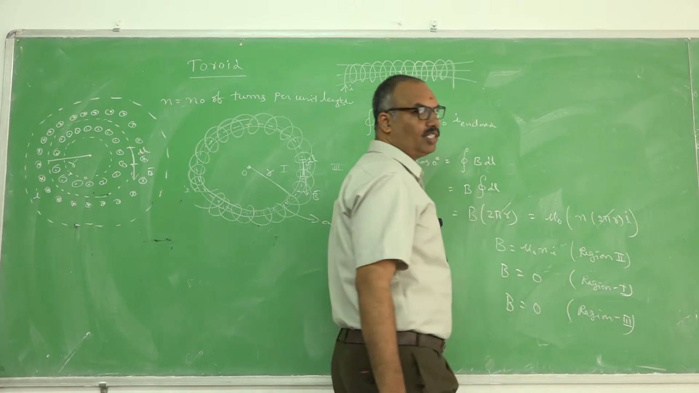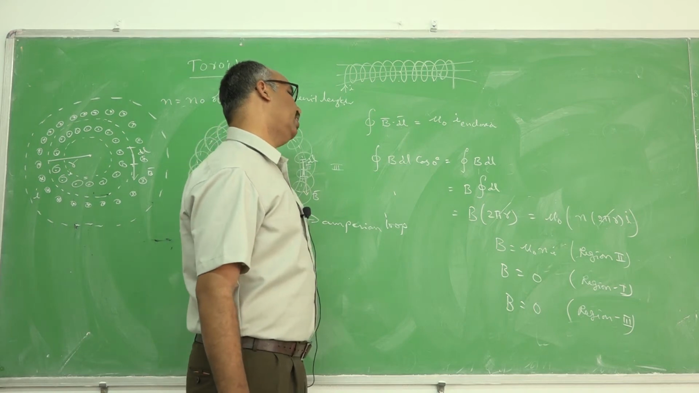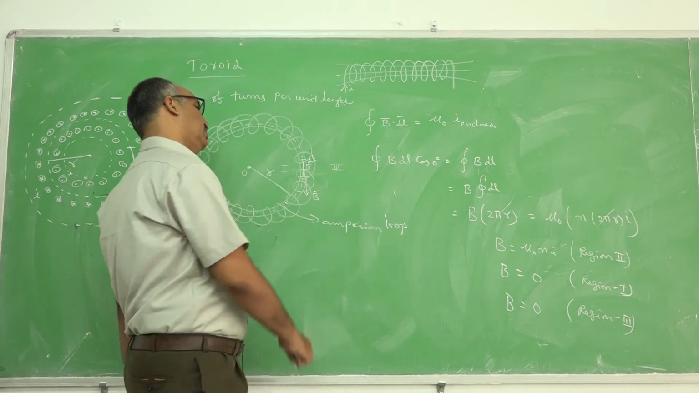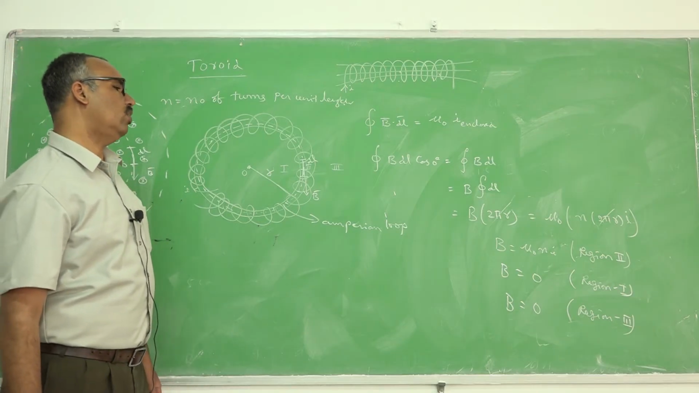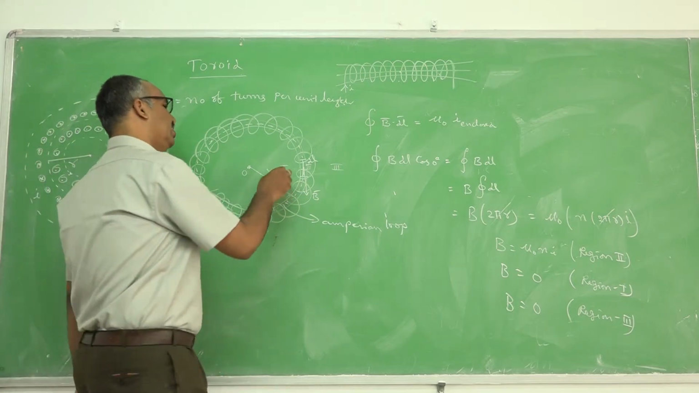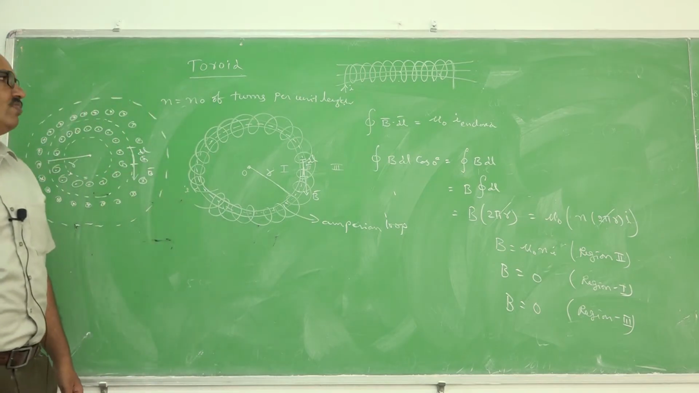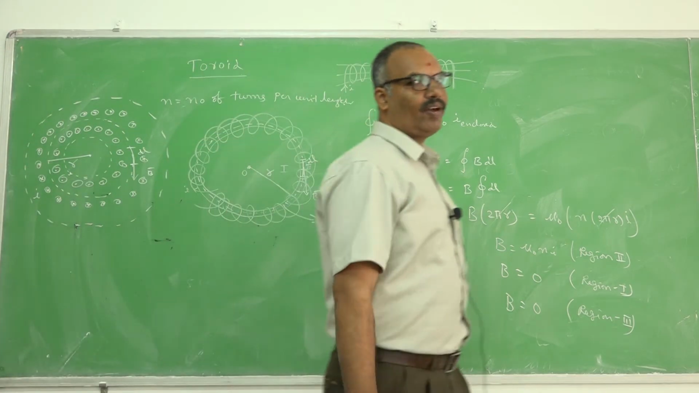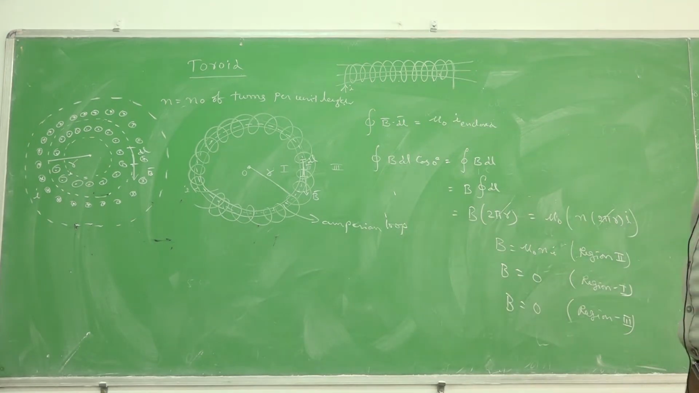N is the number of turns per unit length. I is the strength of current passing through the wire. Then the magnetic field at an inside point is mu naught N I, independent of the radius of the toroid, whereas the magnetic field is 0 in region 1 and 0 in region 3. So in this way, we apply Ampere's circuital law to understand the strength of the magnetic field due to a current carrying loop, solenoid, or toroid, whatever it is.